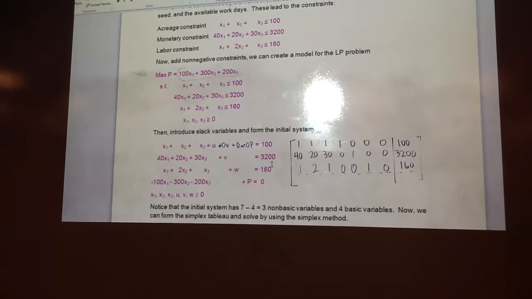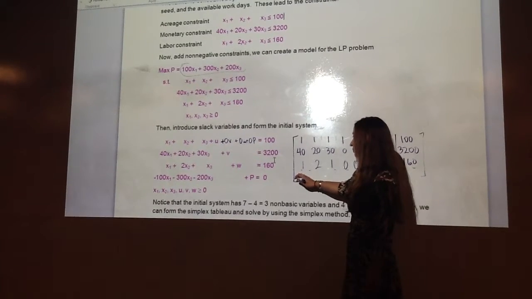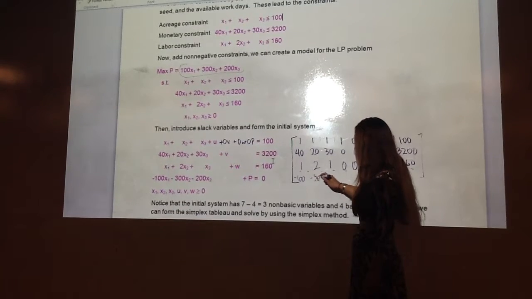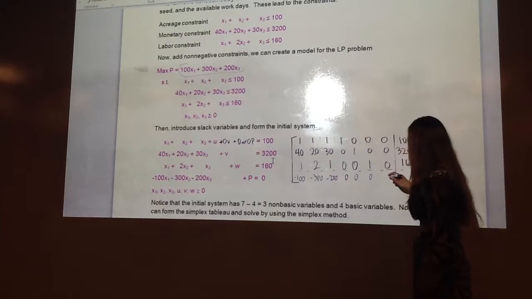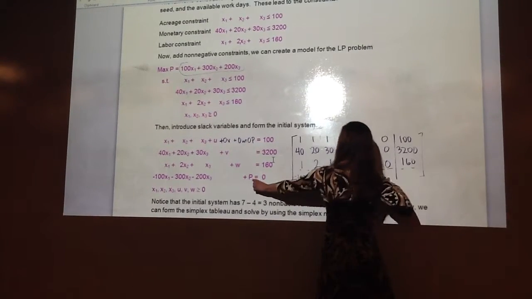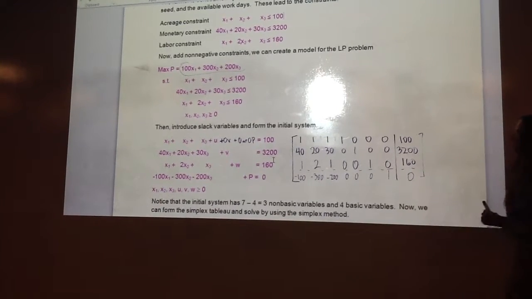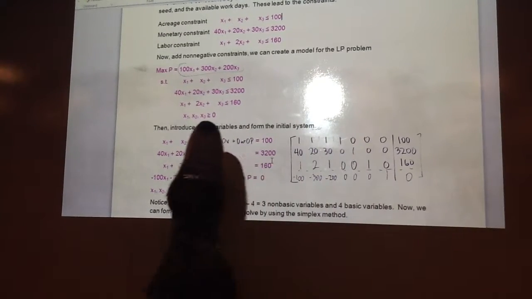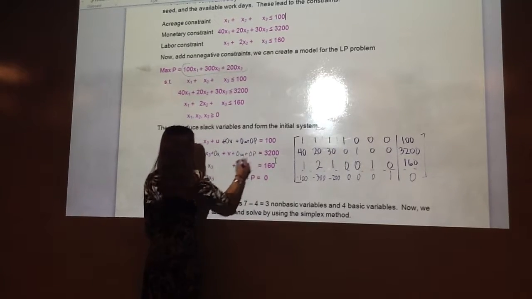So, Jenny, can you tell me what should I put in for the last row? Negative 100, negative 300, negative 200, 0, 0, 0, 0. What goes in here? 1, and a 0. Fantastic. So I'm not sure if it would help you to put in the zeros to hold the places.